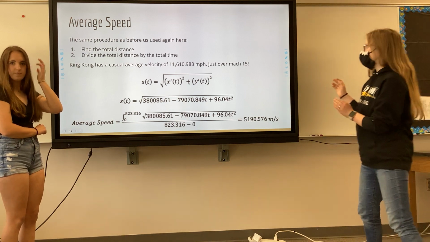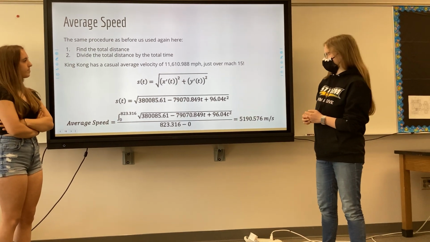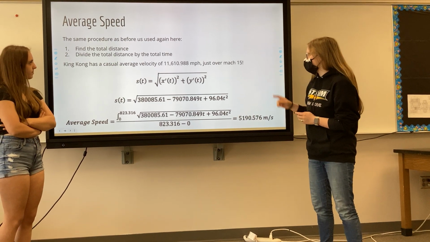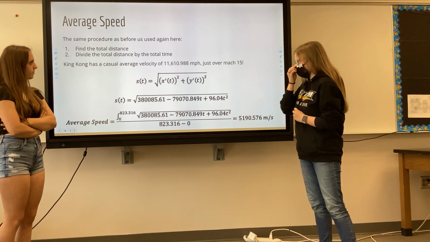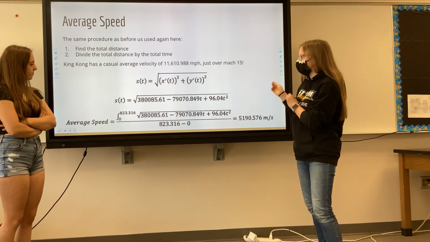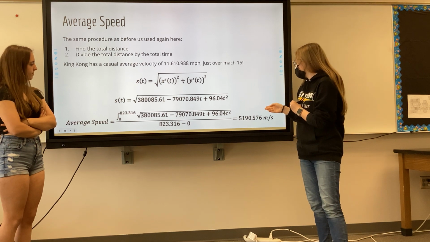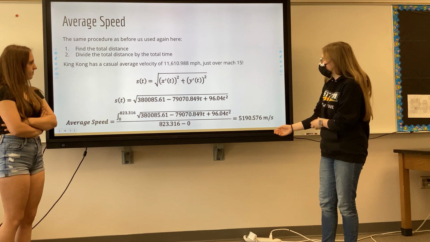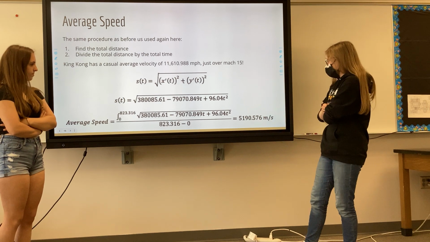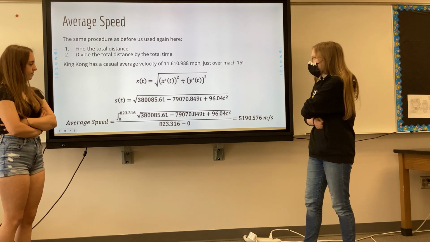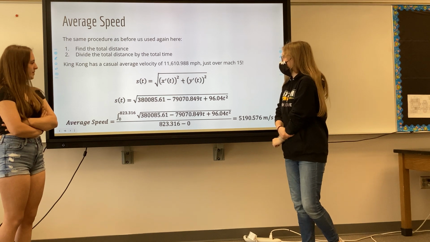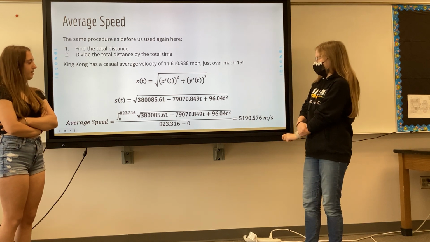So back to average speed. It's the same thing as before. Using the same derivatives of the x and y squared equations, you can find the speed by dividing by the total distance. The average speed ends up to be 5,190.576 meters per second. So it leads you to 11,610.998 miles per hour, which is just over Mach 15.